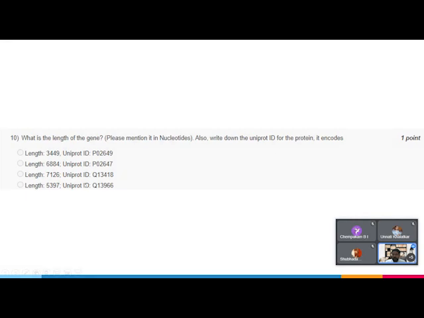Okay, so this is the question. What is the length of the gene? Please mention it in nucleotides and also write down the UniProt ID for the protein it encodes. The options are the length is 3449, 6884, 7126 and 5397. So we can just go ahead and go to that web page again, find the length as well as the UniProt ID and tell me what it is.